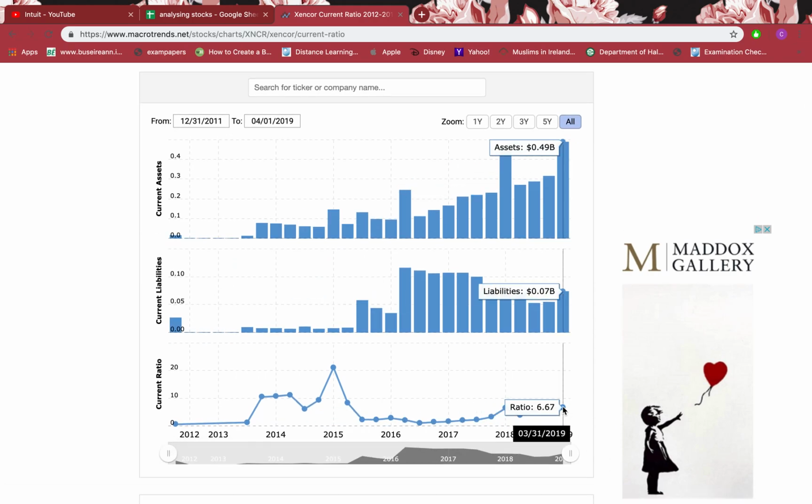Okay, so right now it's 6.67, which means that the assets are quite a lot more than liabilities, which is very secure. So if I look, the liabilities are 0.07 billion, but the assets are 0.49 billion, which is quite a lot. So there's a lot of safety. If I just go back, it's 5.86, then 5.52.